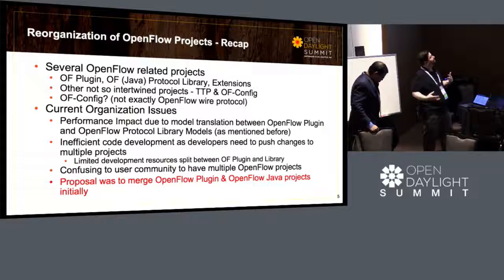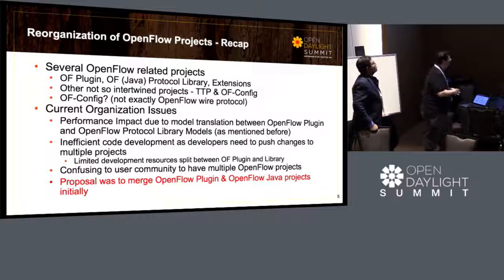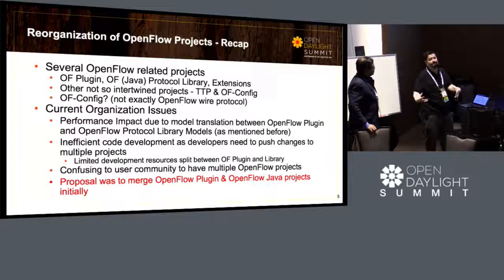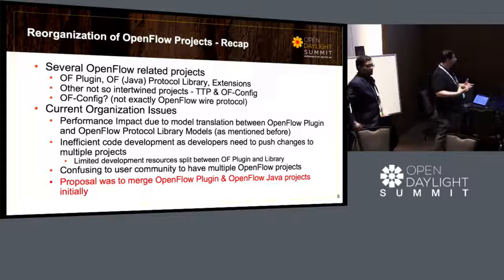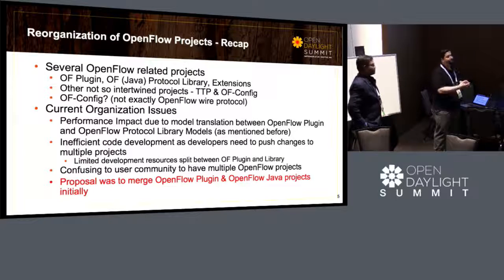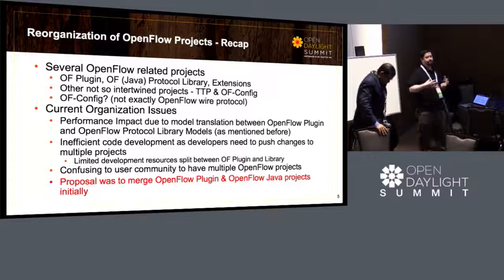The second thing with this was that you tend to have a performance impact due to this model translation that I mentioned before. And developers actually need to push in the changes to both the OpenFlow plugin as well as the OpenFlow Java repository. So let's say if we have to do an update for OpenFlow 1.5, we would need to push at two different places, and it's something which would slow down the development.